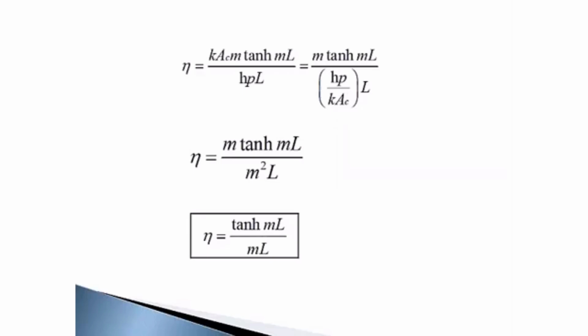While using this formula, we are neglecting the heat flow from the end. In any case, if you apply it, we are taking some approximation. We are neglecting the heat flow from there, and we get the efficiency equation like this.